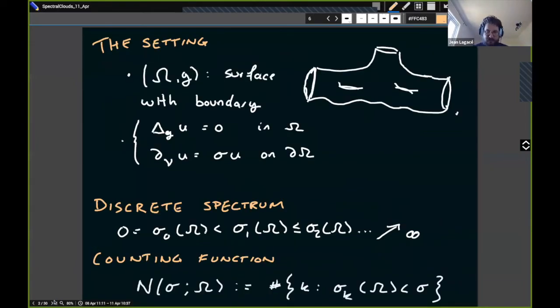So let me first talk about the setting. We'll start with some surface with boundary. It has finite genus and a finite number of boundary components. And I look at what we call the Steklov problem, which is looking at harmonic functions inside the domain omega, and I want to look at functions which are proportional to their normal derivative on the boundary.